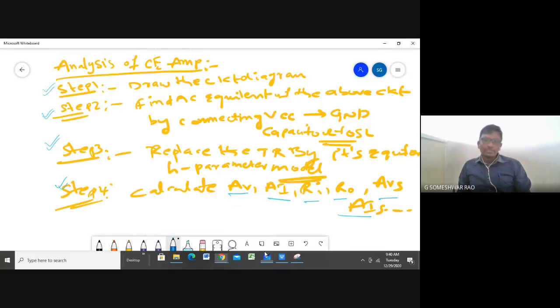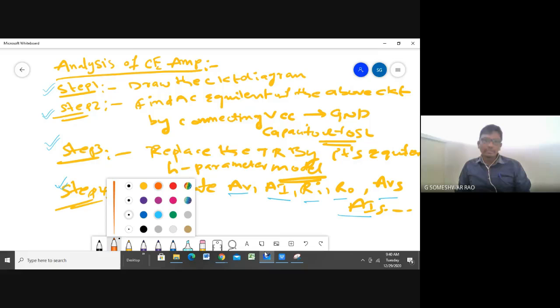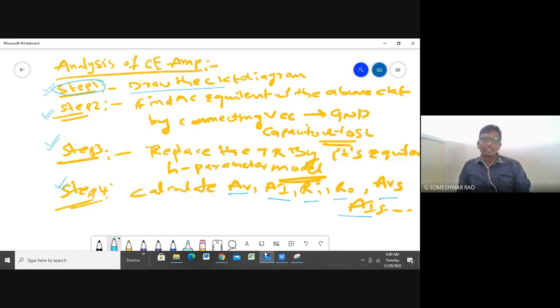Yes, sir. So the first and foremost step we have discussed is step one. What is step one? I have told you, right? Draw the circuit diagram. Which circuit diagram are you going to draw? Let us say it is a CE amplifier, so you draw the circuit diagram of the CE amplifier. Is that understood? Step one is to draw the circuit diagram.